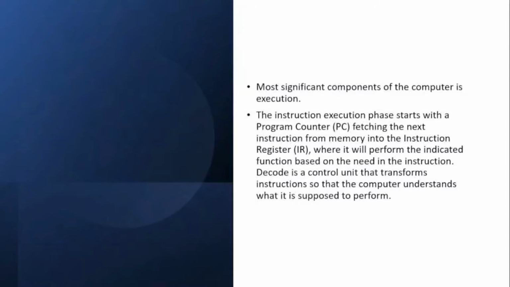And finally, the instruction execution phase starts with a program counter, which is PC, fetching the next instruction from memory into the instruction register, where it will perform the indicated function based on the need in the instruction. Decode is a control unit that transforms instructions so that the computer understands what it is supposed to perform. So that's all from me, and thank you.